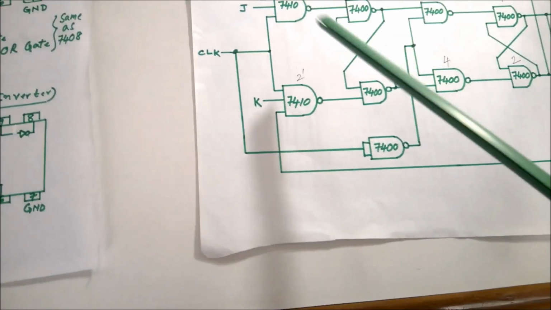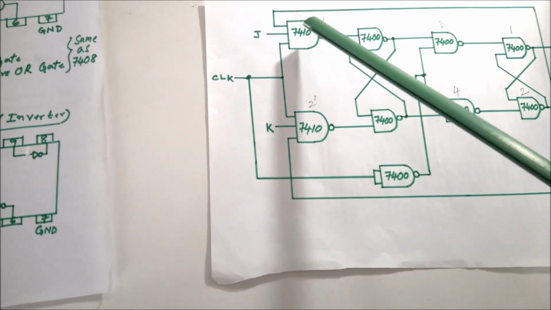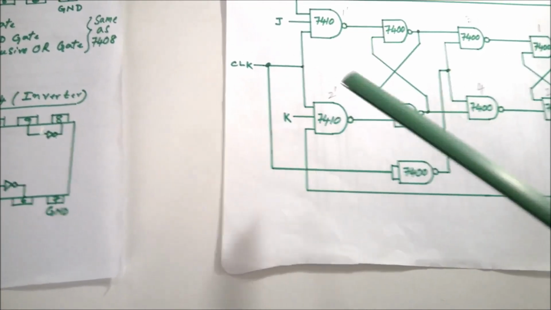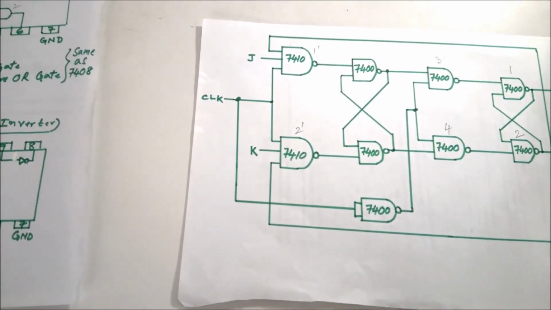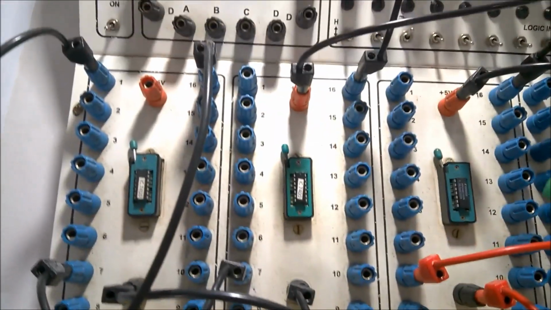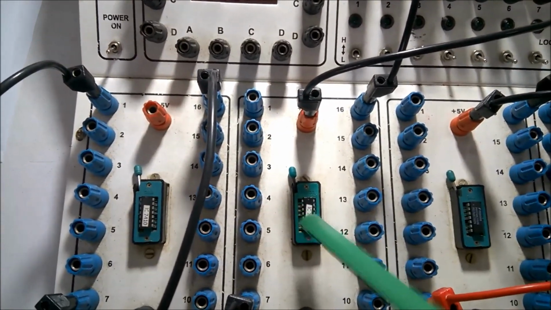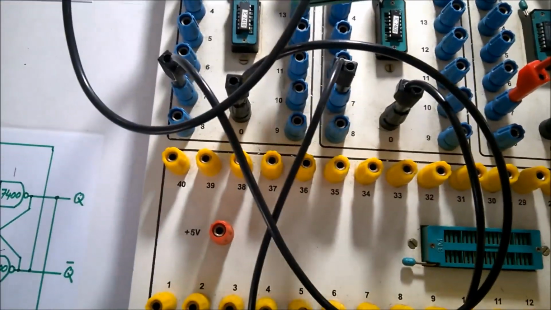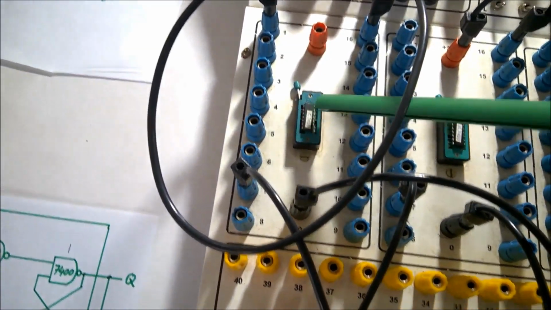And you can see we are also using a 3 input NAND gate, that is 7410, and we require 2 gates. In 1 IC 3 gates are available, therefore 1 IC. Therefore we have connected here, you can look at that, this is the 7400, this is also 7400, 2 input NAND gate, and this is 7410, 3 input NAND gate.